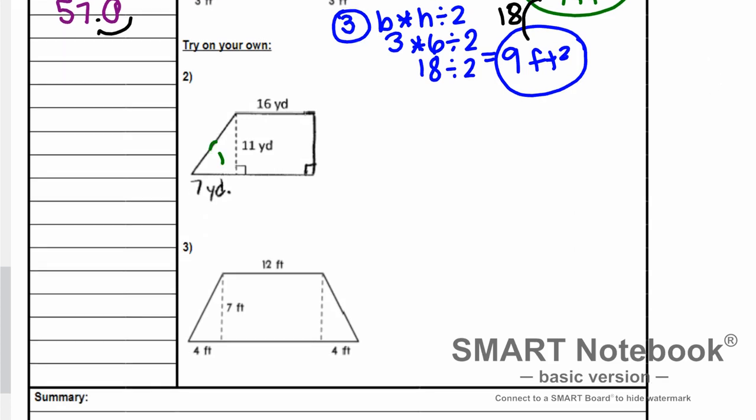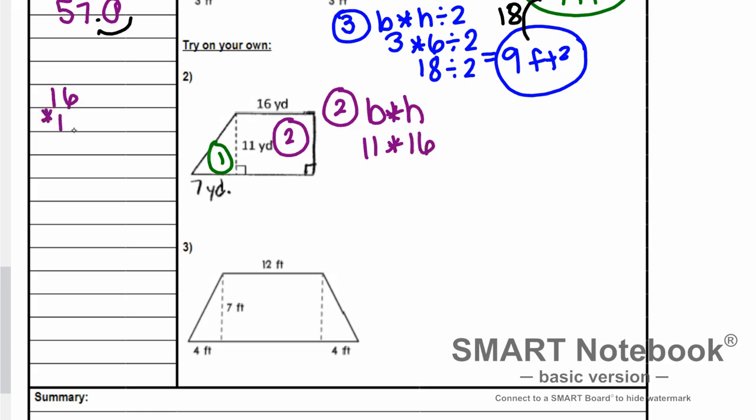All right, here we've got a triangle and a rectangle. Rectangle first. I always like to start with my rectangle. Base times height, 11 times 16. I guess I decided not to make it easy on you guys today. It's good for you. 1 times 6 is 6. 1 times 1 is 1. Done with that 1. Add my 0 placeholder.